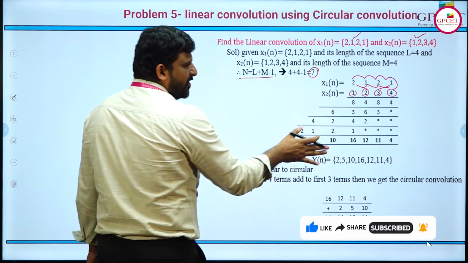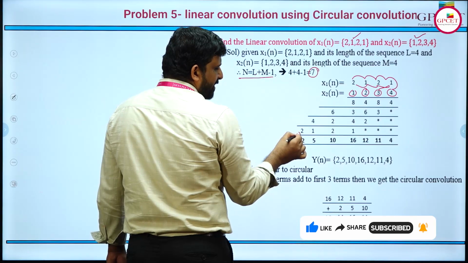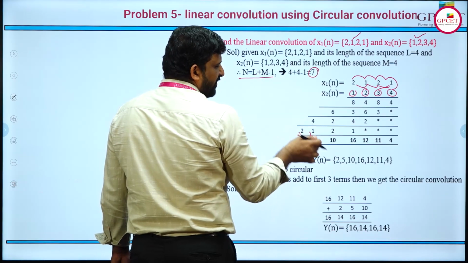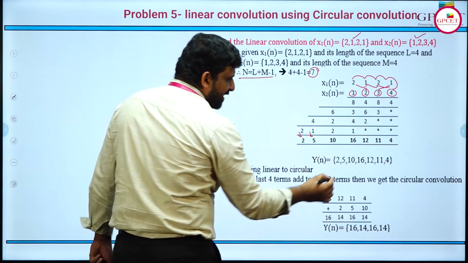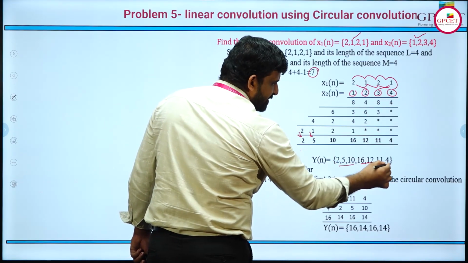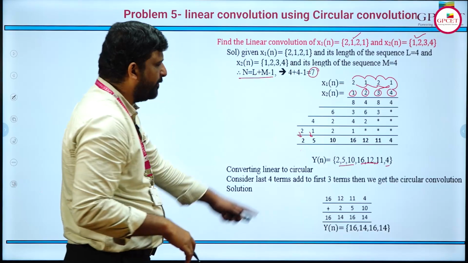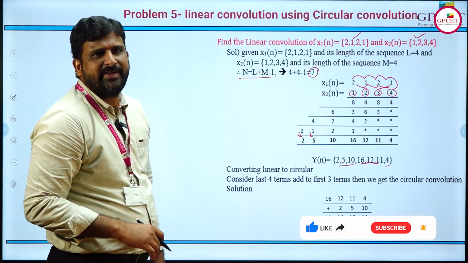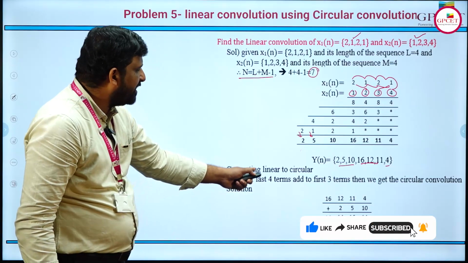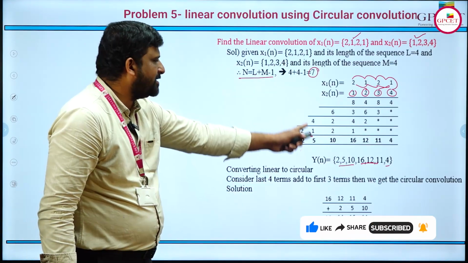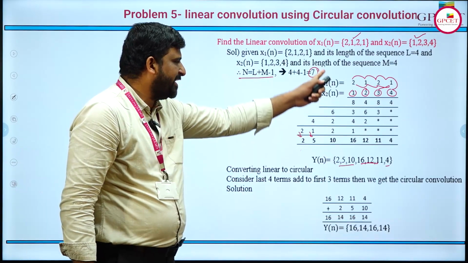So like this, after multiplying, I am going to get the sequence, this one, 4, 11, 12, 16, 10, 5, 2. The length of the output I got here is 7. So by linear convolution, I got the answer.